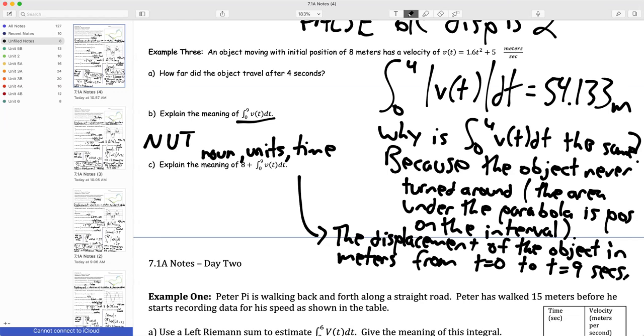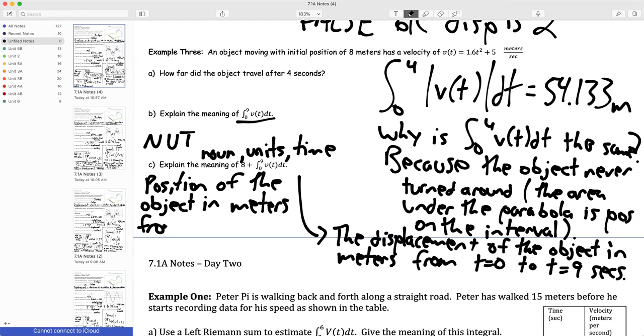So the last one here, explain the meaning of 8 plus the integral from 0 to 9 of v of t dt. I'm going to say this is the position of the object in meters from t is equal to 0 to t is equal to 9 seconds.